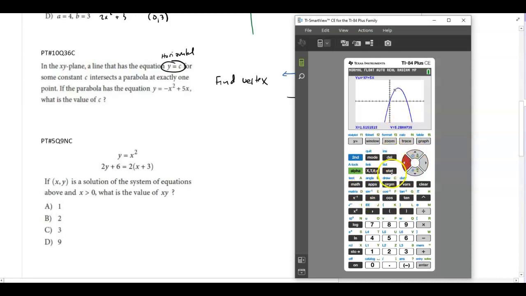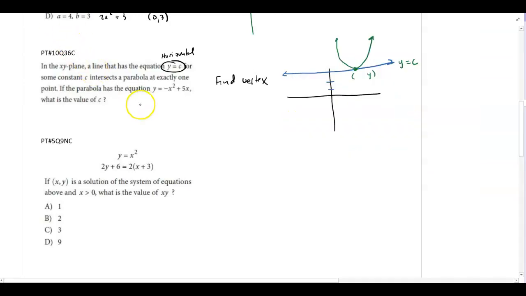How do I find the exact value? I'm going to hit second, trace, and look for the maximum. It says left bound, I hit enter. Then I go over and say right bound, and hit enter again. And what is my y value? 6.25.